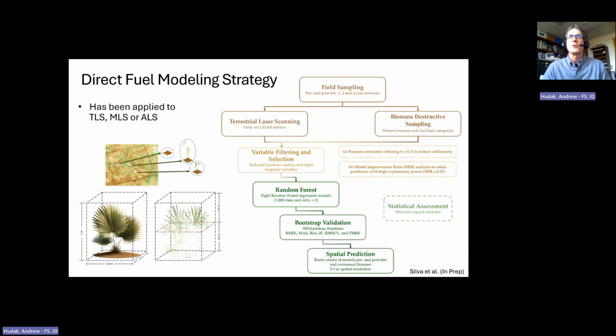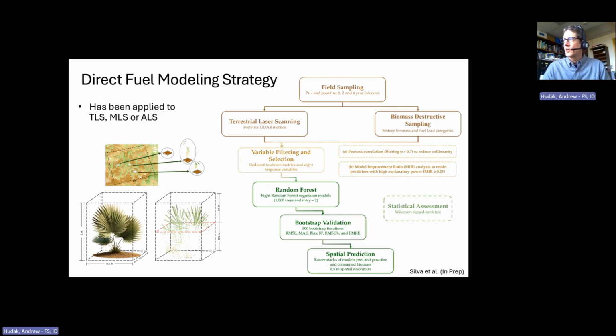So the basic approach is you have your field sample data of the physical fuel attribute. I tend to focus on the loading, so that's the kilograms of fuel per meter squared. And then you have to associate it with your point cloud data, in this case TLS, and you have a variety of metrics for predictive modeling that you calculate from the point cloud. So those are your predictor variables with which you fit a model.